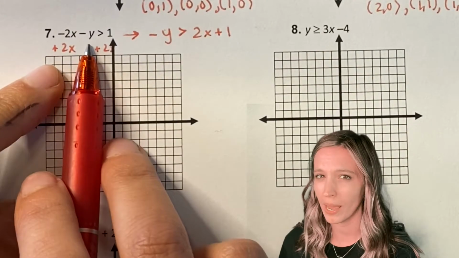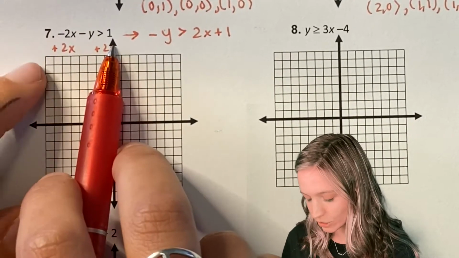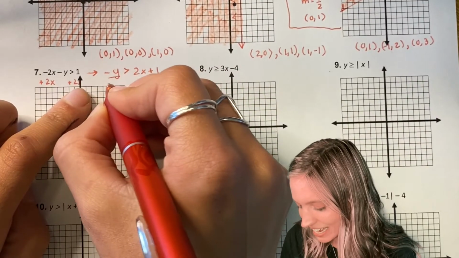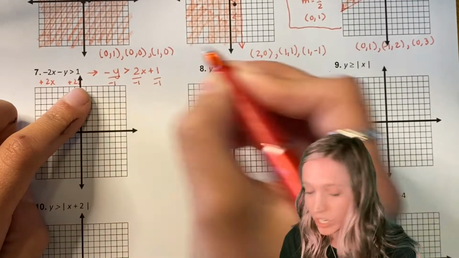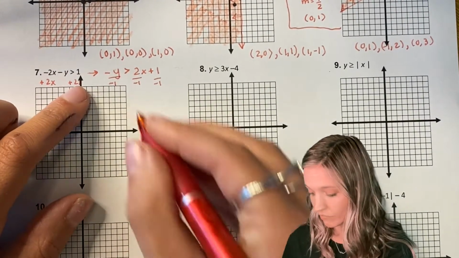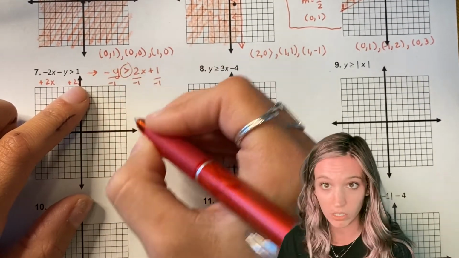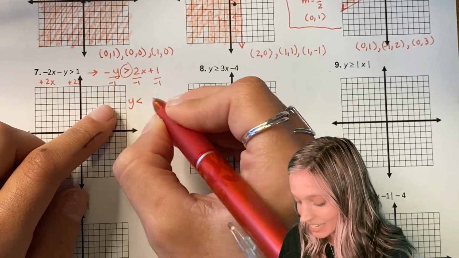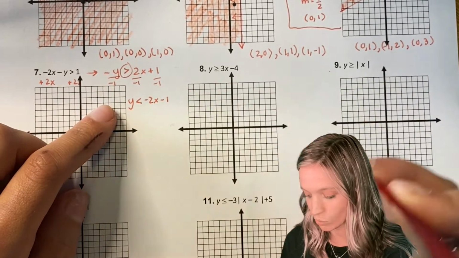As you're solving for y, be really careful. You added that 2x to the other side. It's still -y, and now I gotta divide that negative sign off. Everything has to get that negative when I divide it off the y. So alert, I have that alarm going off in my head that I have to flip the sign. So y is now less than -2x minus 1.